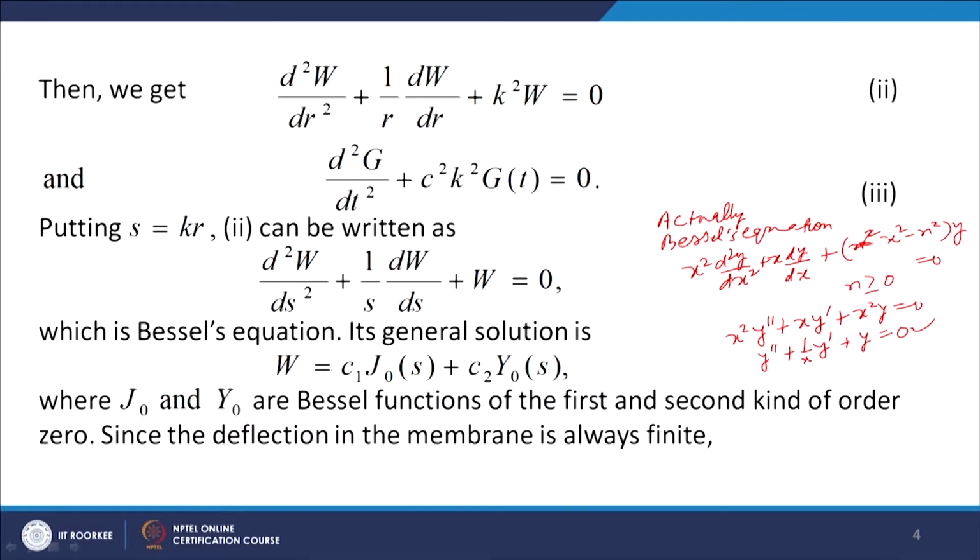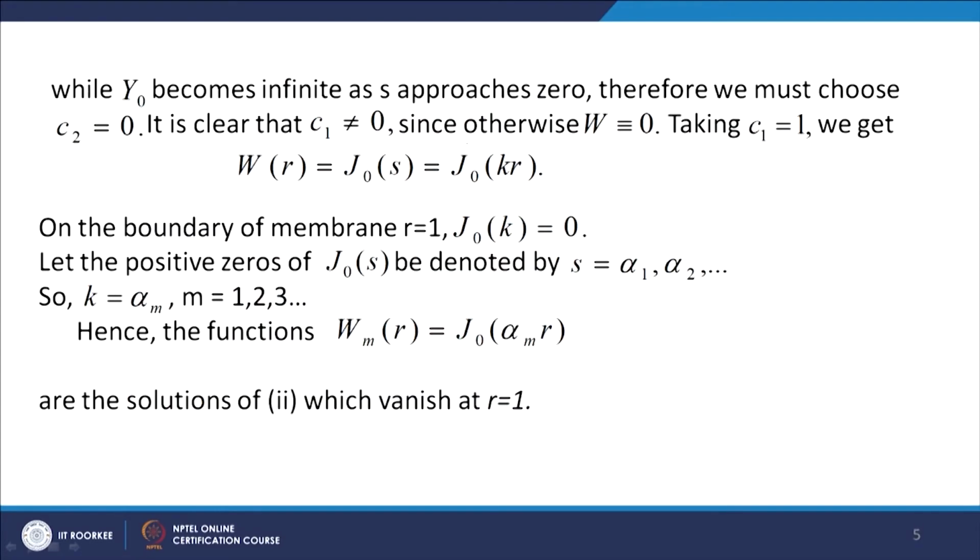Now, in this w equal to C1 J naught s, the constant C1 will be absorbed while we write the general solution u r t equal to w r into g t. So, this C1 will be absorbed in the constants which will come in the g t part. So, we can take, without any loss of generality, C1 equal to 1. So, we have w r equal to J naught s, that is J naught k r, because we are taking s equal to k r.